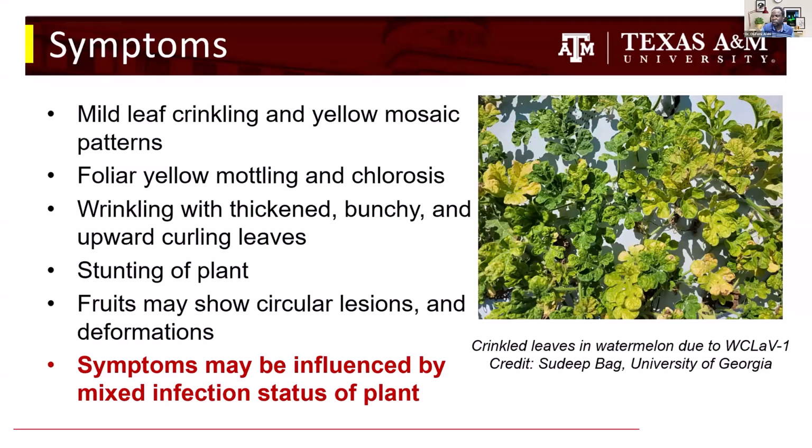the watermelon crinkle leaf virus 1, may display symptoms that range from leaf crinkling to yellow mosaic patterns, to chlorosis, bunching up, curling of leaves. The plants become stunted. Even the fruits may show some kind of deformation. But again, the thing to be careful with here is, a lot of symptoms may be influenced by the mixed infection status of the plant or complications of some other abiotic stresses. So that needs to be taken into consideration.